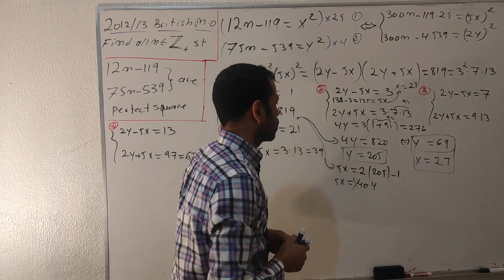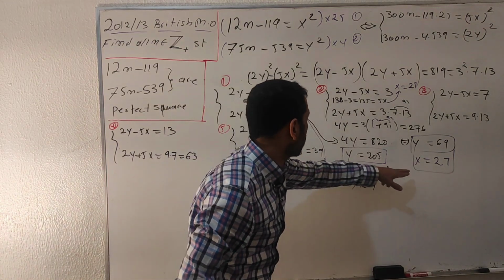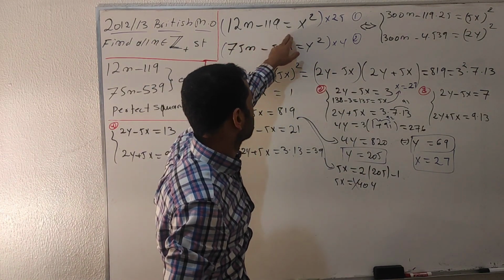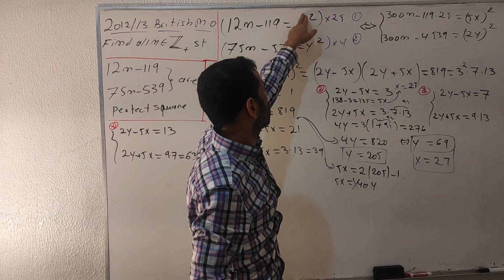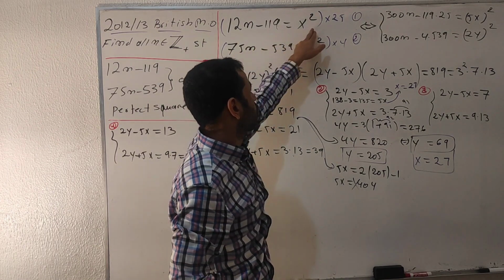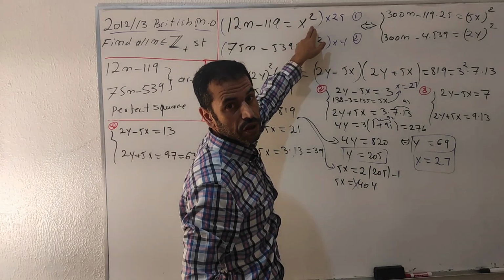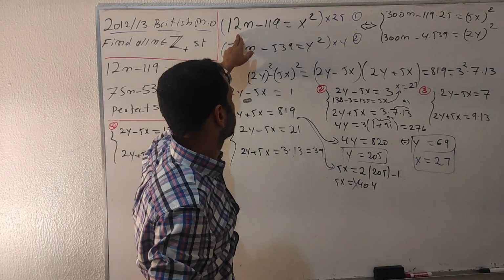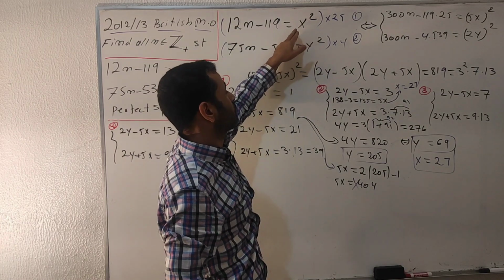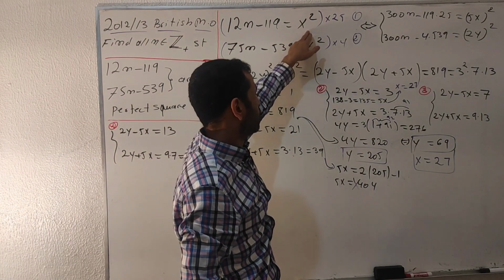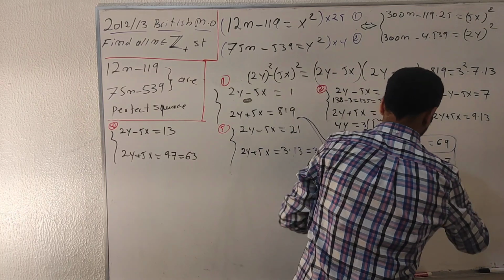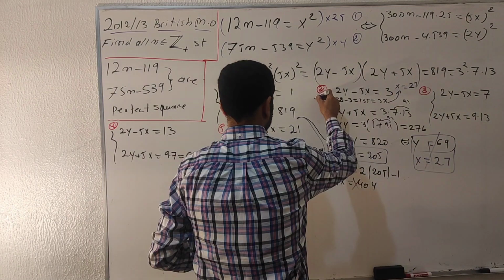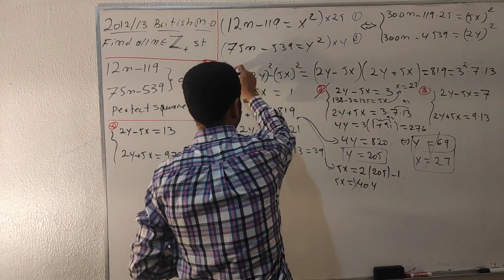So I have both values. By taking this value of x and inserting it into this equation, I get 12n minus 119 equals 27 squared. By taking this number to the right, I get 848. Dividing 848 by 12 is giving us not an integer number, which is impossible. Which means this one is also not a solution, and also this equation is not a solution.